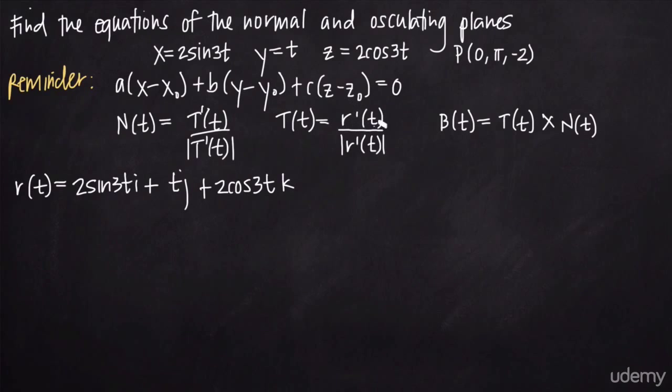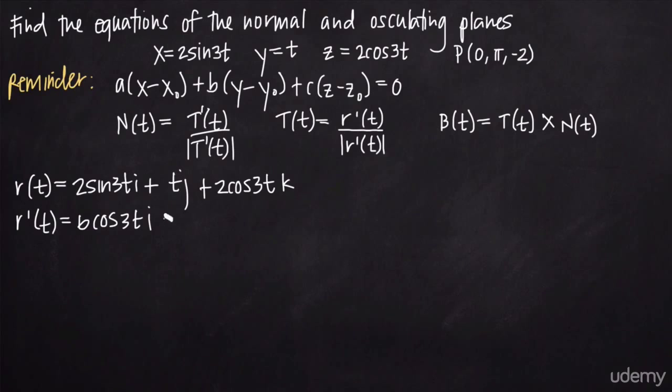Notice that we need r prime of t for this unit tangent vector formula. So we're going to take the derivative, and we just take the derivatives of the coefficients in front of these i, j, and k values. The derivative of 2 sine of 3t is 6 cosine of 3t. The reason being that we use the chain rule here: the derivative of sine of 3t is cosine of 3t, but then we have to multiply by the derivative of the inside function 3t. The derivative of 3t is just 3, so 2 times 3 becomes 6, and we end up with 6 cosine of 3t, multiplied by i.